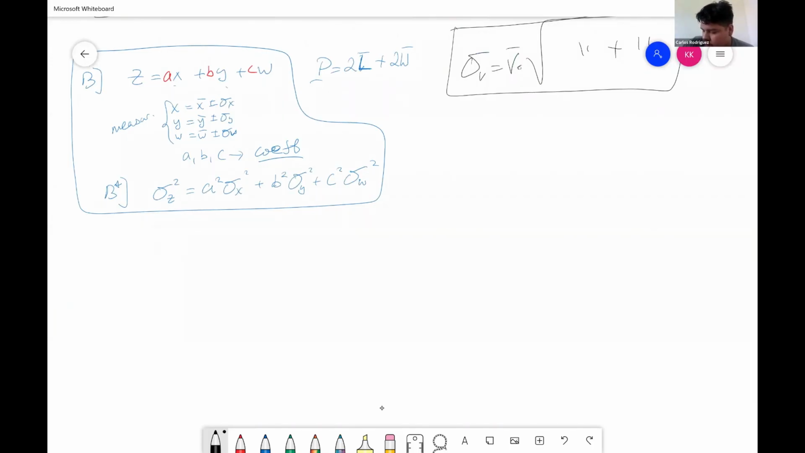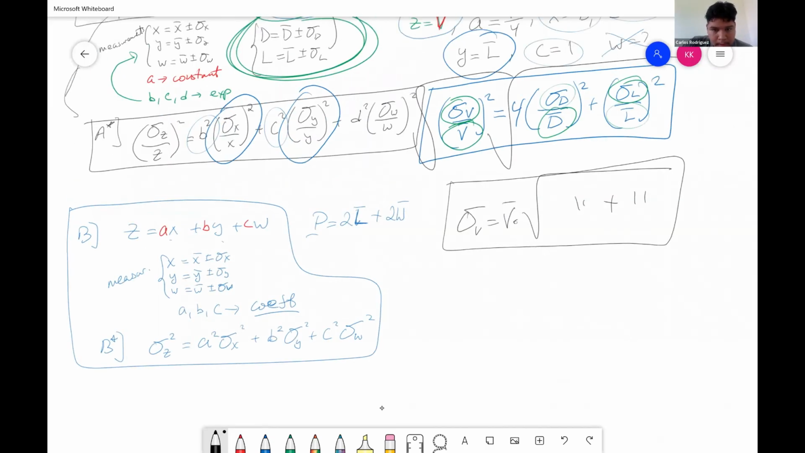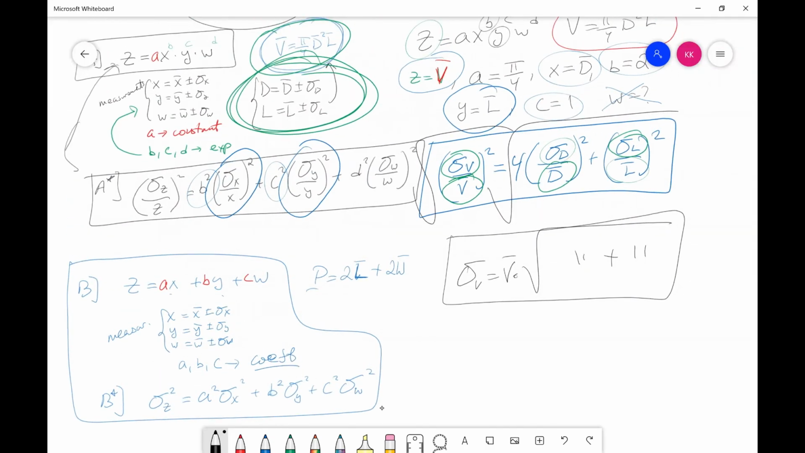Where did you get the 4 when you square rooted the whole thing? Where did I get the 4? Yeah. Well, the 4 is from here. See, the b equation has a b squared, right? And b is the exponent of the diameter, which was 2. So 2 squared is 4. Oh, okay.